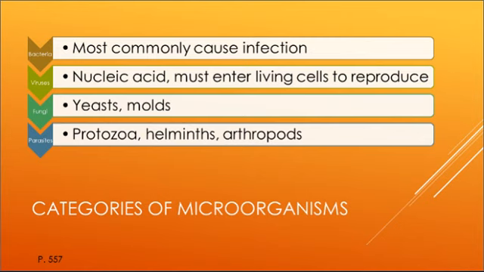Multiple categories. Bacteria are what most commonly cause infection. Viruses enter living cells to reproduce. Fungi are yeasts and molds. And then we have parasites, protozoa, usually you'll get from like a food. Helminths, which is your worms. Arthropods, like insects that carry an infection.